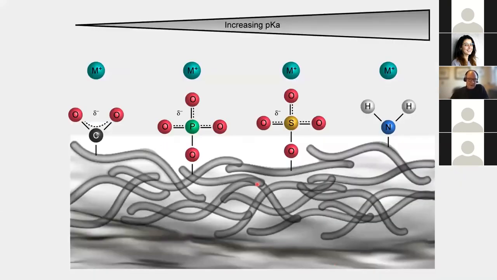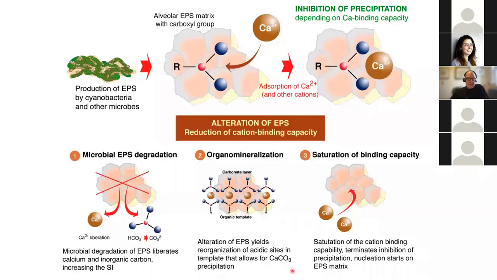And here you have the EPS matrix: polysaccharides, proteins, other stuff, and they have some chemical functional groups, like carboxyl groups, like phosphate groups, like sulfonate, sulfonic, great, so some type of sulfur functional groups, and amino groups, and some others even. And if these are deprotonated, if they have a negative charge, they can bind metal ions, including calcium. And that is very important in the next step of the calcium carbonate precipitation. So you have cyanobacteria and other microbes that make that EPS with those functional groups, this carboxyl group, for instance, that can bind calcium.